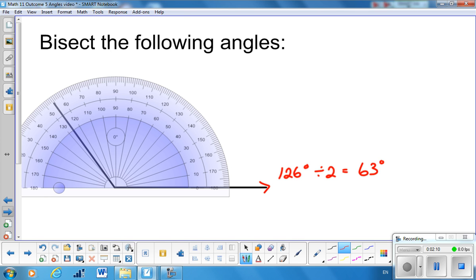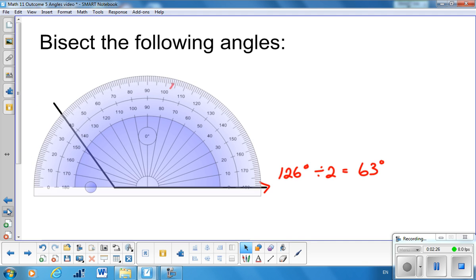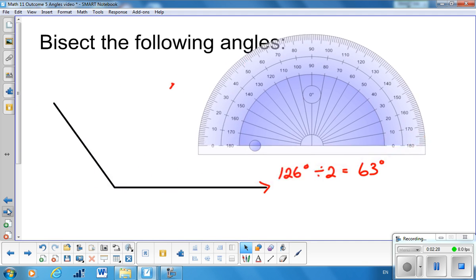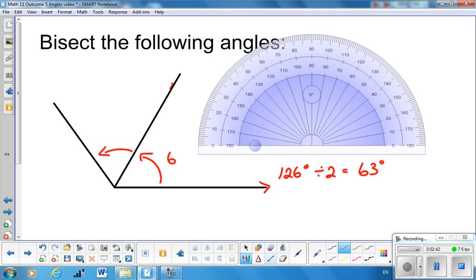So we're going to look at the edge of our protractor and find 63 degrees, which is about there on our protractor. Then we want to move the protractor out of the way and draw a straight line that runs from the vertex out through the little mark that we made. We now should have two angles that are equal in size, both of them being 63 degrees.